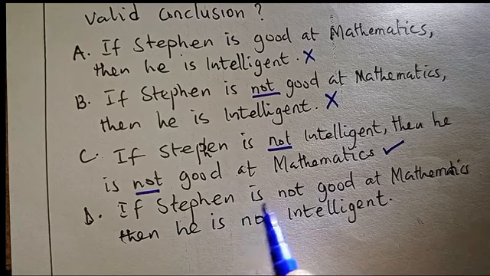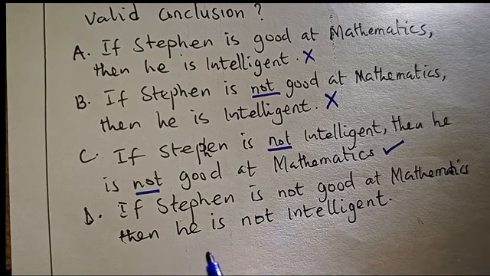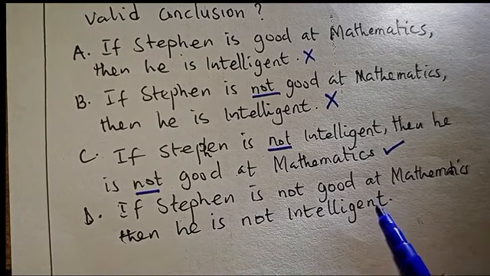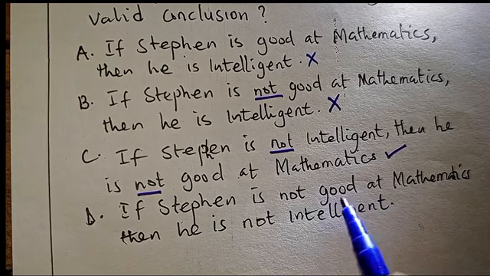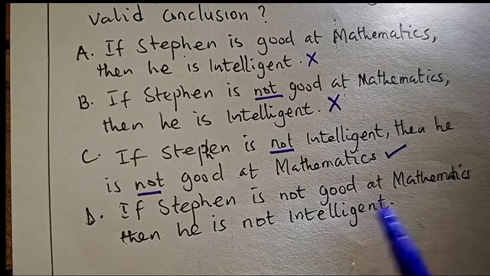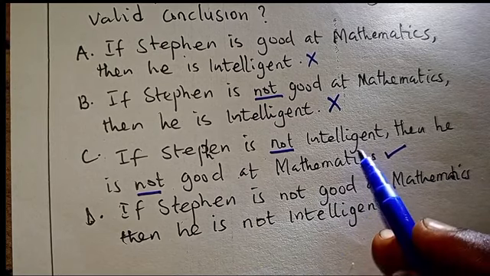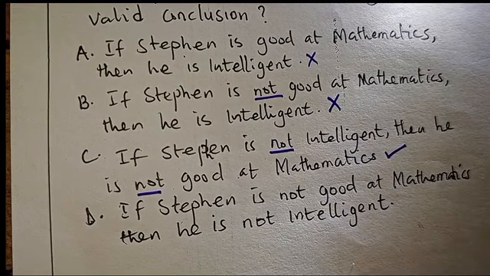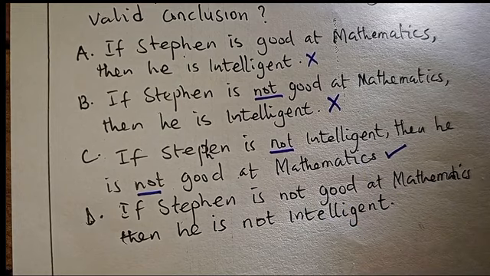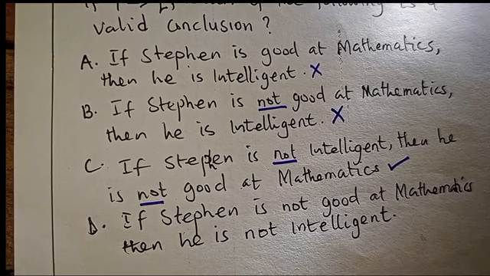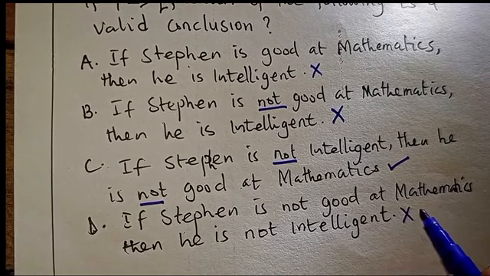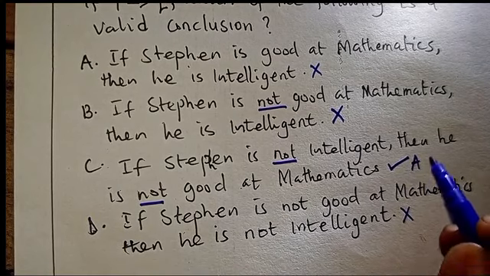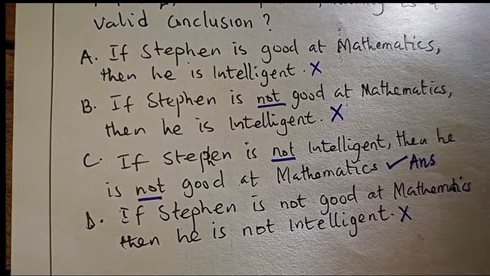Then, if Stephen is not good at mathematics, then he is not intelligent. This one should also have been the option, but here they put mathematics first before intelligence. So intelligence should have come first before mathematics, right? So I believe you understand what we did here. So this is not the solution. So the main solution here is option C, and that is our answer, right?